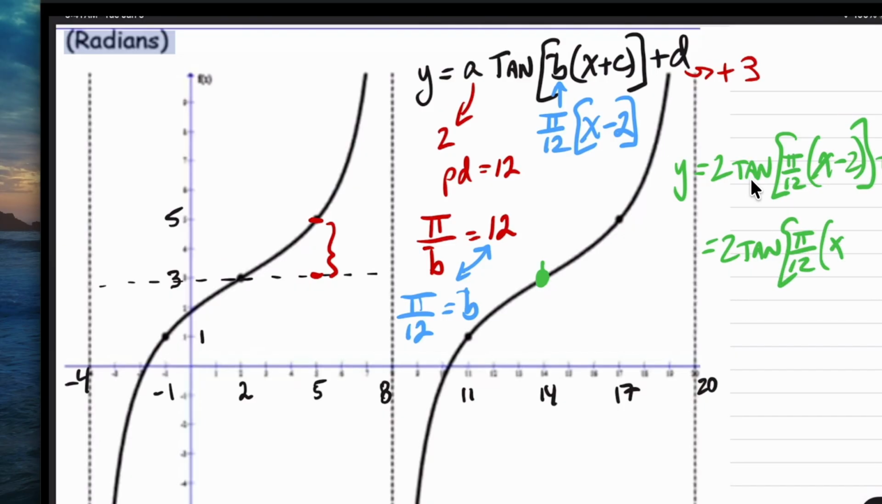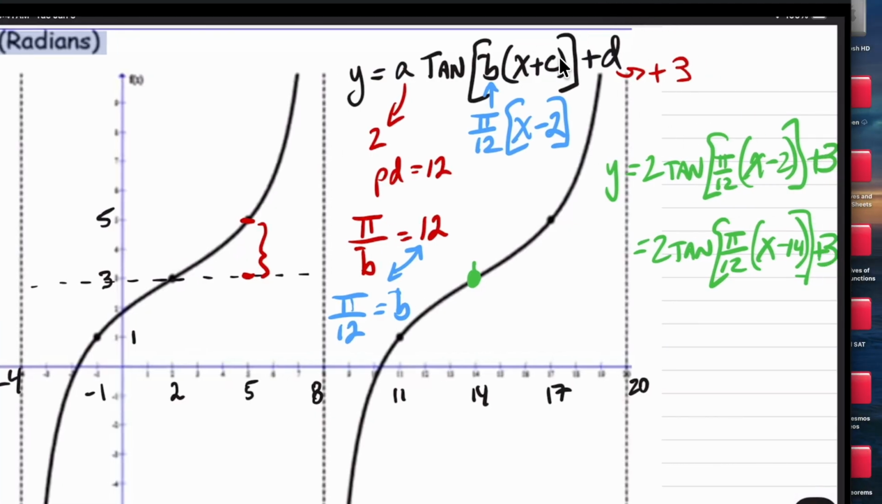So this equation would give us the same exact graph. Sorry, that plus 3 has been off the screen.